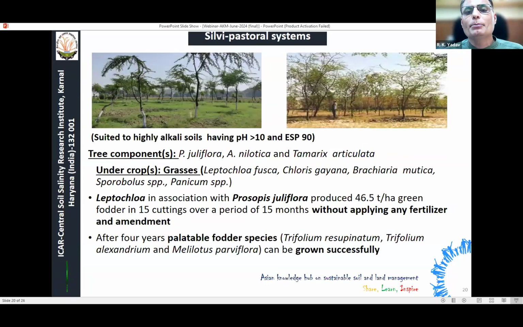And one very important and pertinent model for highly sodic soil is the silvipastoral system, where the pH is more than 10, and 3 species are used, that is Prosopis juliflora, Acacia nilotica, and Tamarix. It has been tested with some grass species, and from this we came to know that after 4 years, the soil becomes good for growing other palatable and economical species.